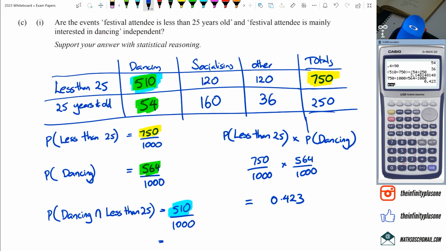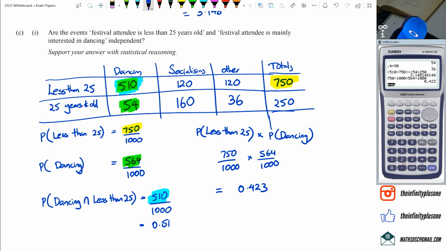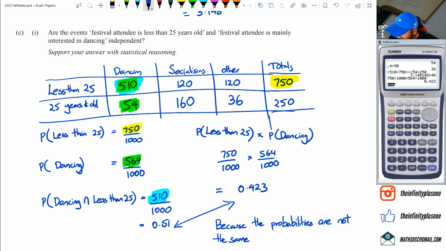But the probability of dancing and less than 25 is actually 0.51. Sorry, I thought I made a mistake there. Actually, no, that is right. 0.51. Now, as you can see, both of these probabilities are not equal to each other. Because the probabilities are not the same, you can say that the two events are not independent.